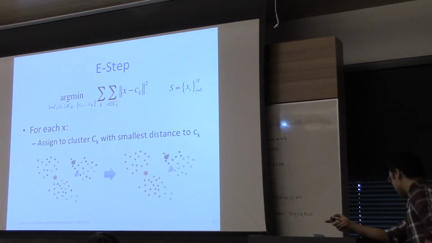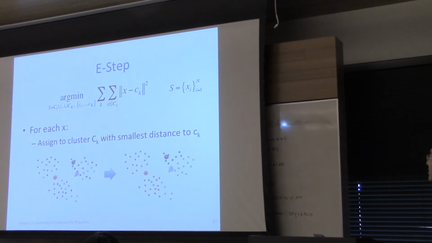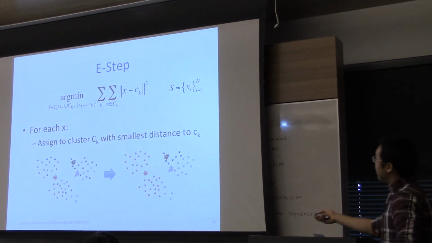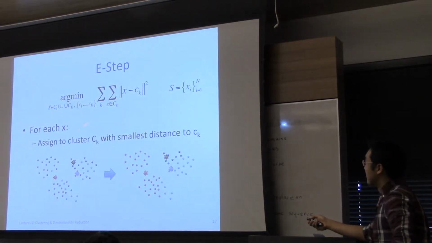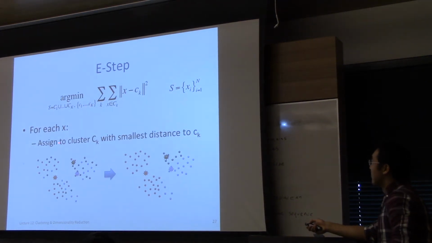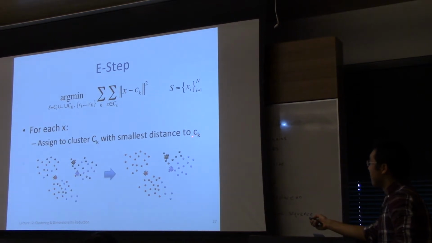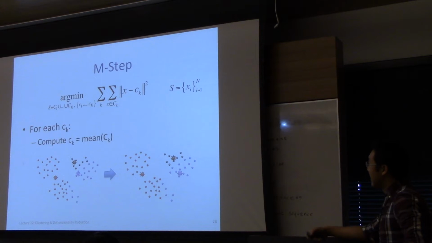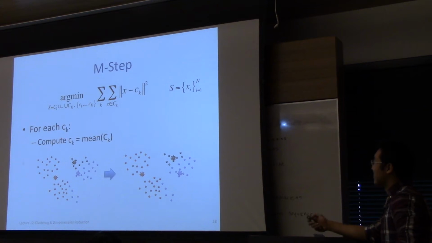Why does this converge? I think I showed this in the next couple of slides. So in the E step, just to reiterate, for every data point in our training set, given the current cluster center model parameters, we assign x to the cluster to which it has the smallest distance to the cluster center. Right. In the M step, when you fix the cluster memberships, we estimate the new model parameters.